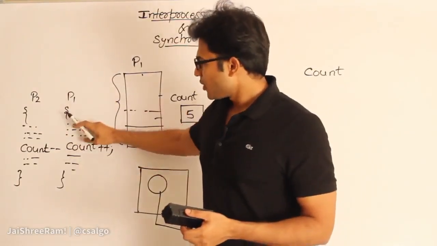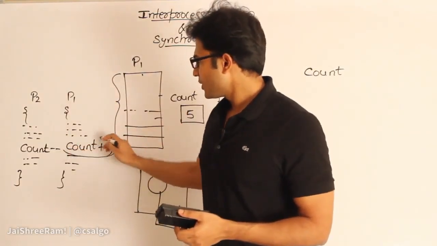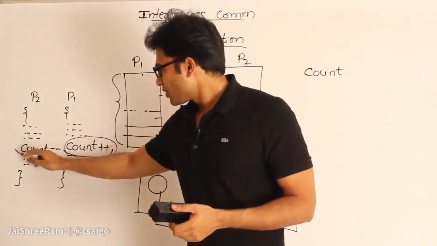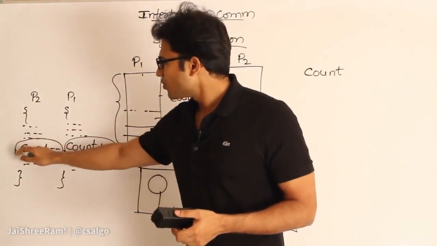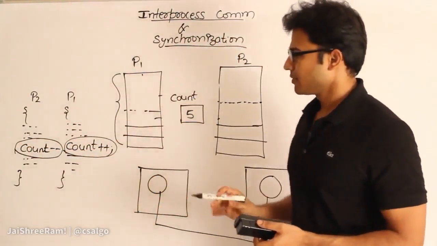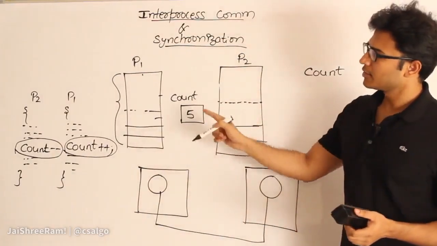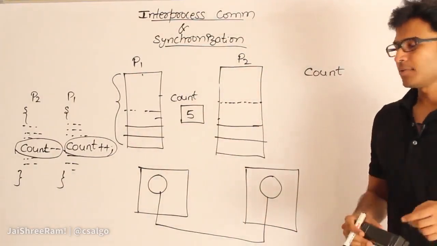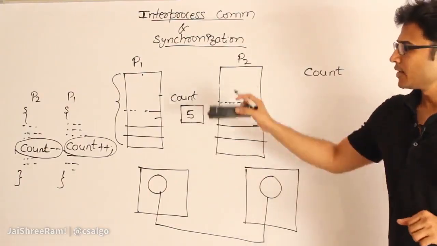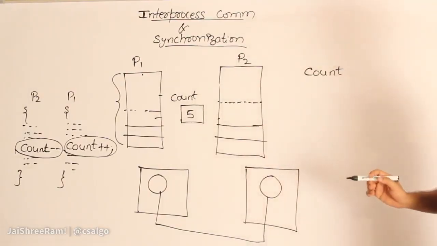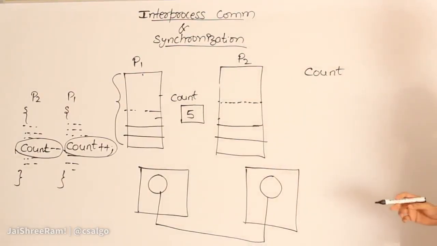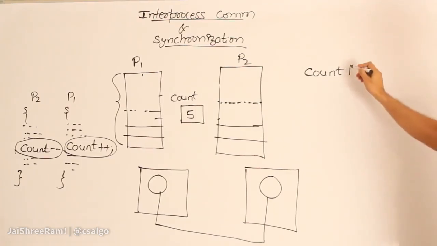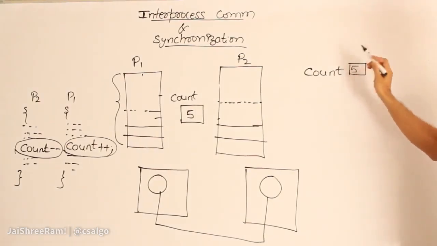Now P1 wants to increment the count in its code, and P2 wants to decrement the count in its code. That is how they want to access the common memory. One is incrementing it and the other is decrementing it, right? And that is happening at some point in time in their programs, right? And now initially assume that the value of count is 5. Okay, this is the scenario.